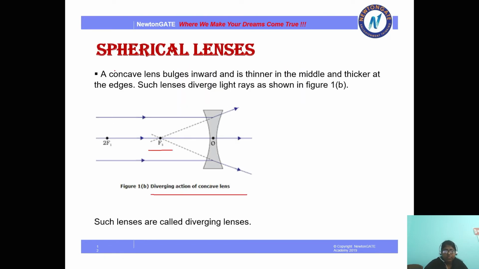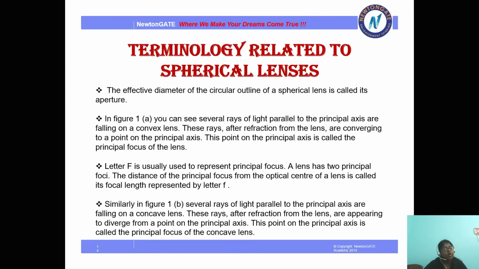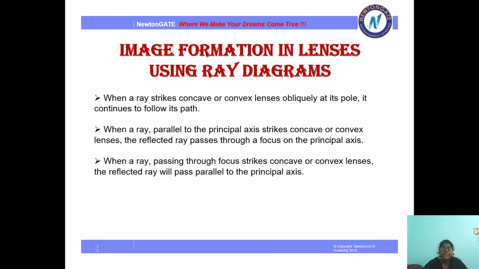Then we can talk about the principal focus. In the case of the concave lens, it will be this one. This is the one I have marked already, and here it will be F1. This one I probably had marked as F2. Yes, this will be your principal focus. Depending on what kind of lens you are taking, your principal focus will be different, as we have already defined before.